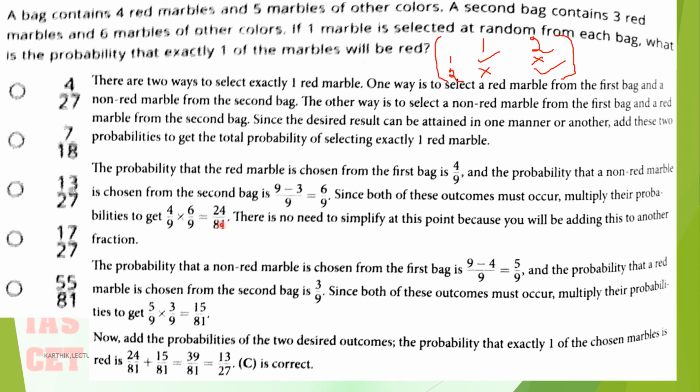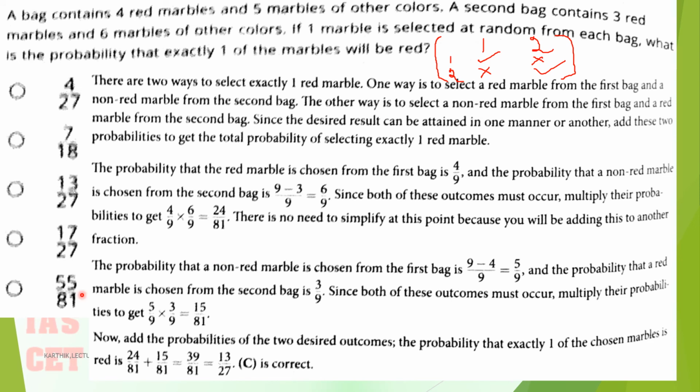Then the summation of these two gives the combination. You will get the exact probability. The summation of these two, 15 by 81 plus 24 divided by 81, gives 39 divided by 81. Simplifying, you will get 13 divided by 27. So option C is the correct answer.